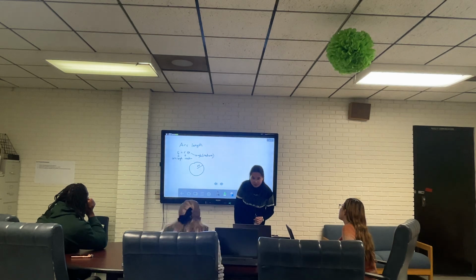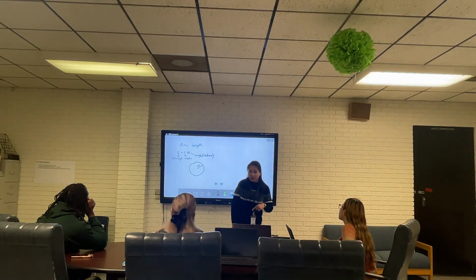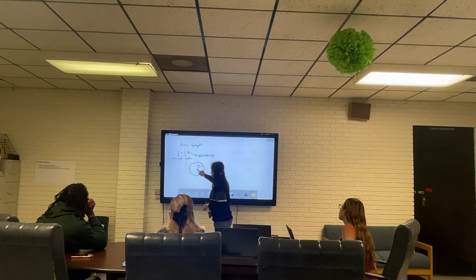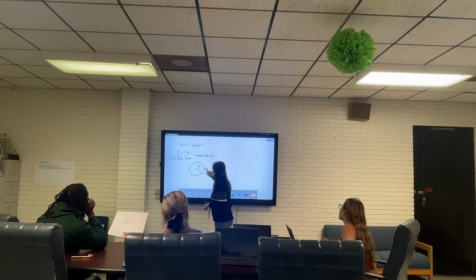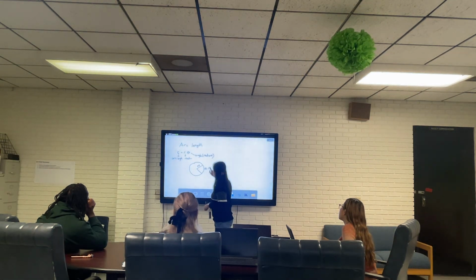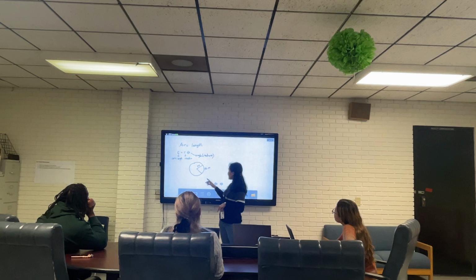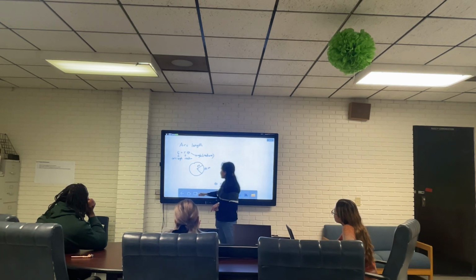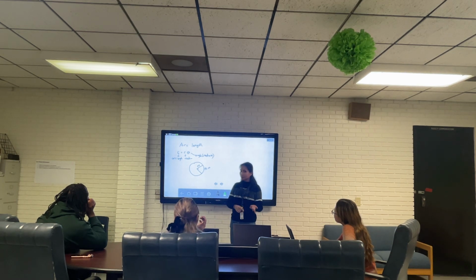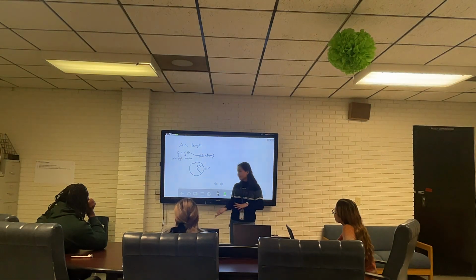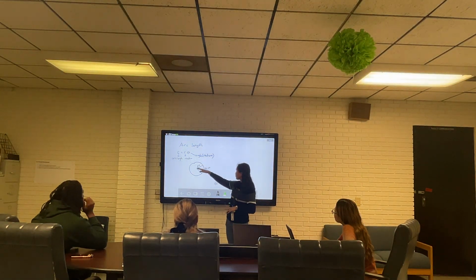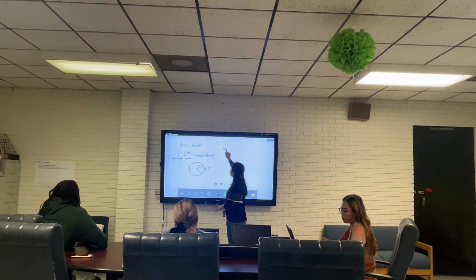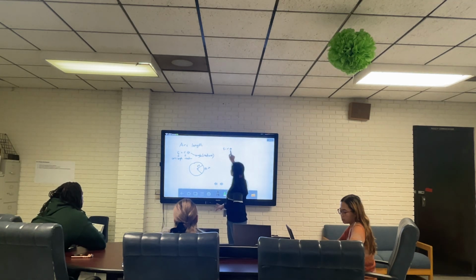Find the radian measure of a central angle that intersects an arc length of 12 inches. So that intercepts an arc length of 12 inches. For number one, the unknown is this angle here. Since we are looking for the angle, we don't have to convert anything anymore. We can go directly to the formula, S equals R theta.